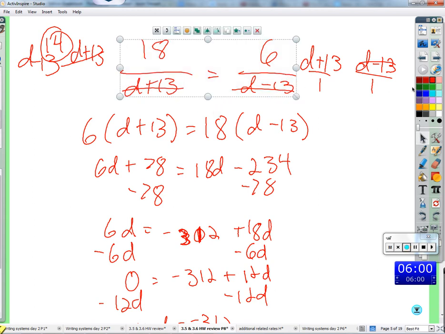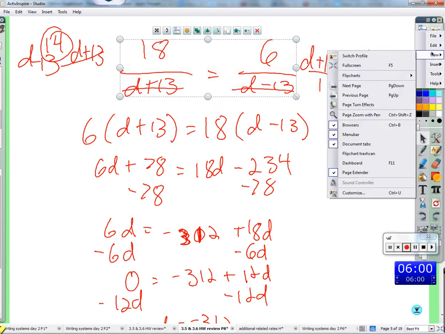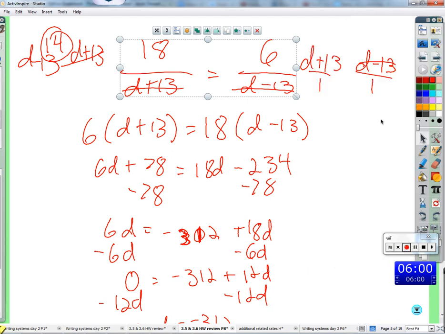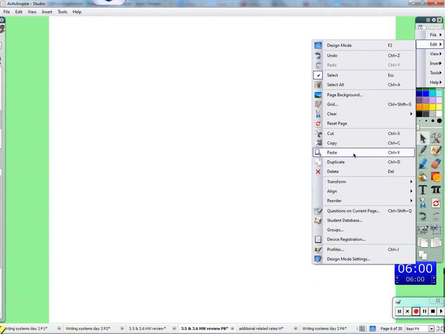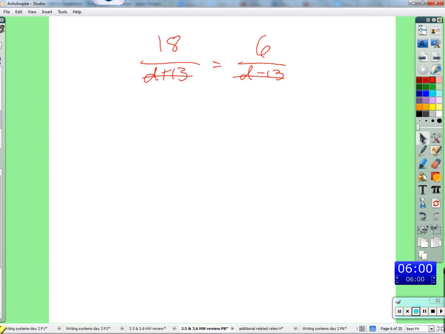Grab this, move it to another page because we're running out of time. So let me get rid of this. So Hudson says, let's multiply by 1 over 18 and cancel out this 18, right? Right. 1 over 18, and that happens to cancel out the 6 as well. That leaves a 3 here.